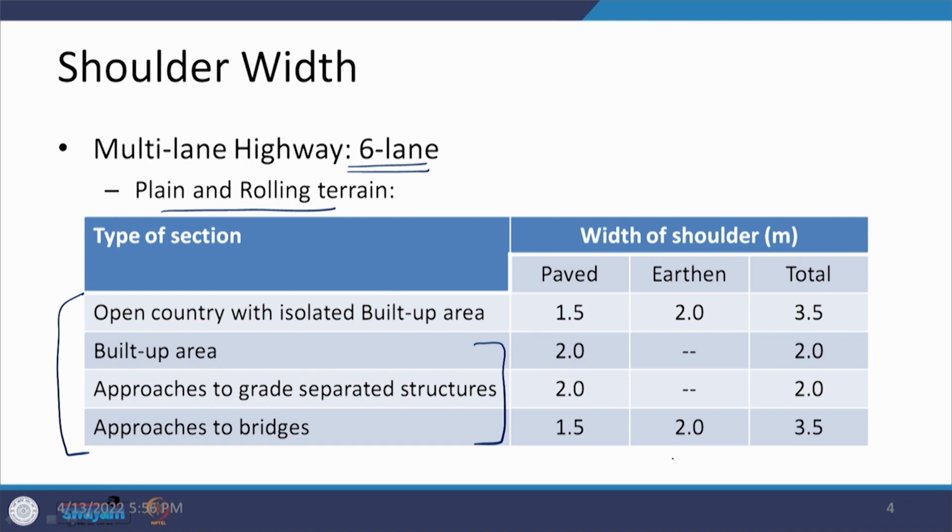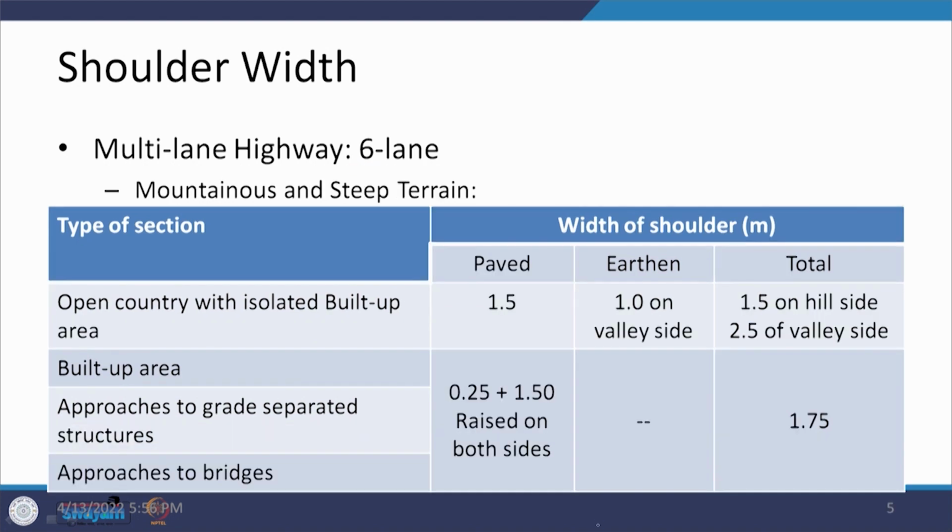When we look at the width of the shoulder, it is talked about in terms of paved or earthen, a combination of that, or otherwise only paved under the extreme restricted conditions of the availability of land in an area. What we see here is that we get 1.5 and 2, and that becomes 3.5. When we are talking about the built up area, then it is 2 and 2. So, we have the same values here, and they are more or less the same values as in the case of 4-lane highways.